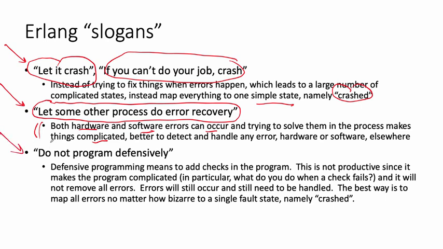And then the third principle, which is a very interesting one, is do not program defensively. Maybe you have heard of defensive programming, that a program should always check things. It should check the types when it receives information. It should check the result when it calls a function. Check, check, check, check. Always be very, very defensive. So the Erlang philosophy is this is not useful. It's not productive. First of all, it makes the program complicated. And what do you do when a check fails? Do you try to fix it? What do you do?